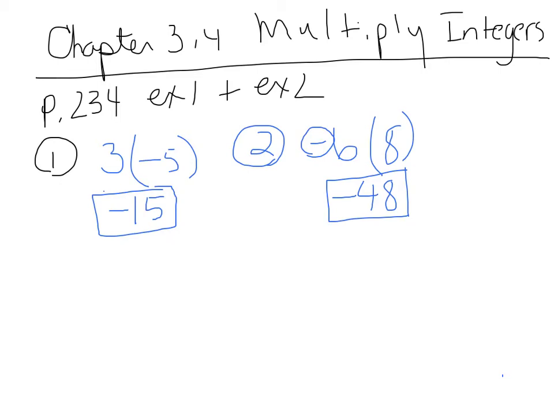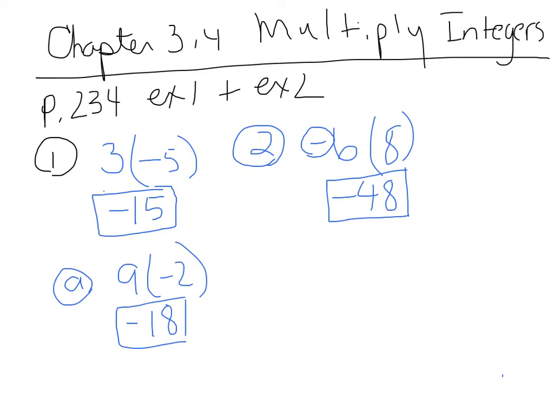I hope these help. Let's do A and B on the bottom. So it's 9 times negative 2. And I hope you recognize this as multiplying because the number is right next to it, not a sign. And so 9 times 2 is 18. And it is 1 negative, so it's negative.